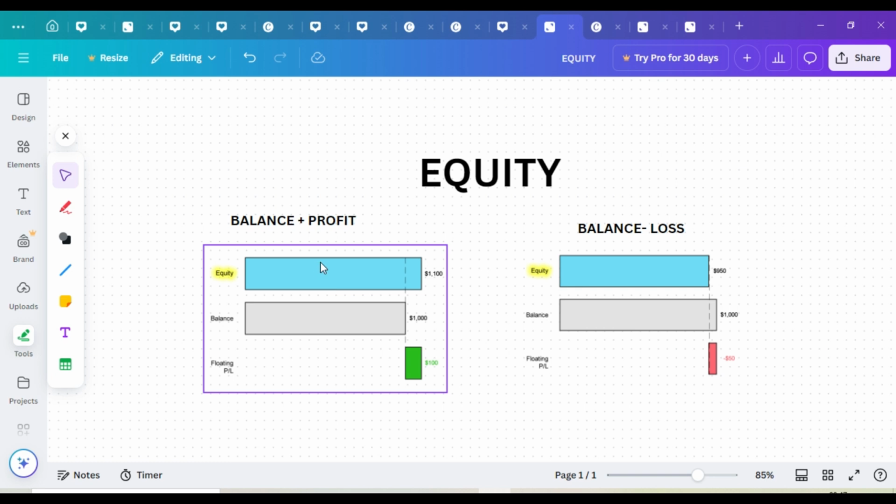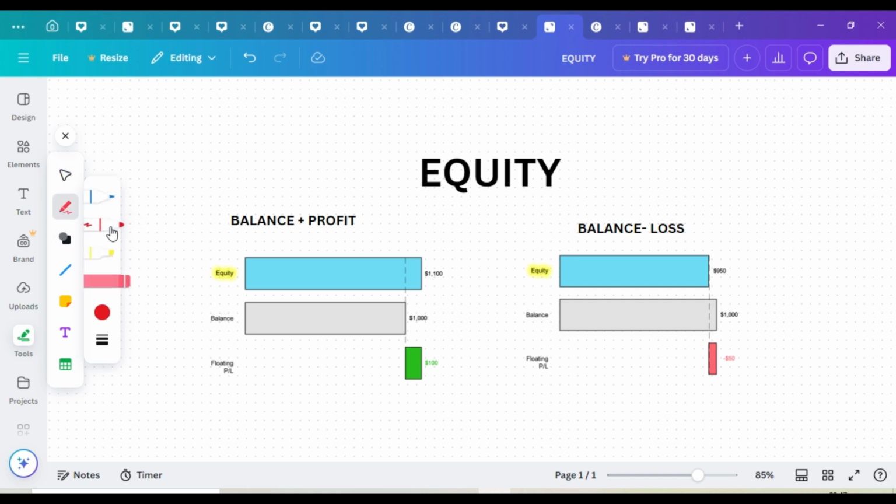Equity means balance plus profit, or balance minus loss. Let's take for instance, here is your account balance, which is $1,000, right? So you enter the position. In that position you started running a profit of $100. So your equity now is $1,100, right? This is your equity. That is balance plus profit: the amount that you funded that is in your trading account, plus the profit that you made on that trade for the meantime.